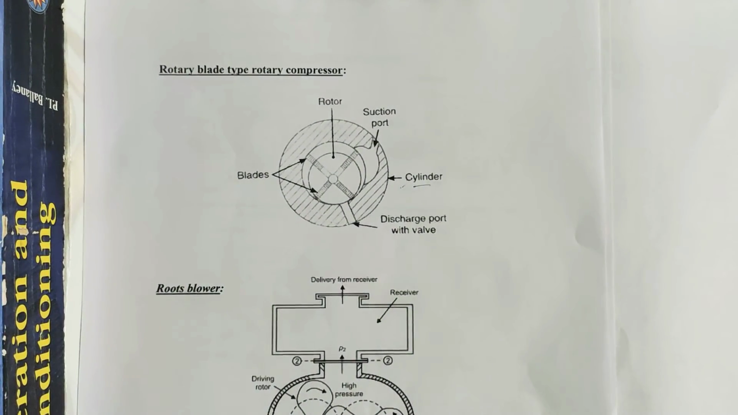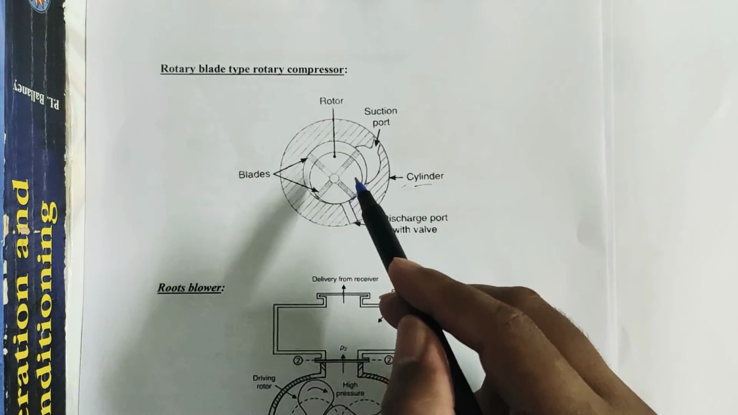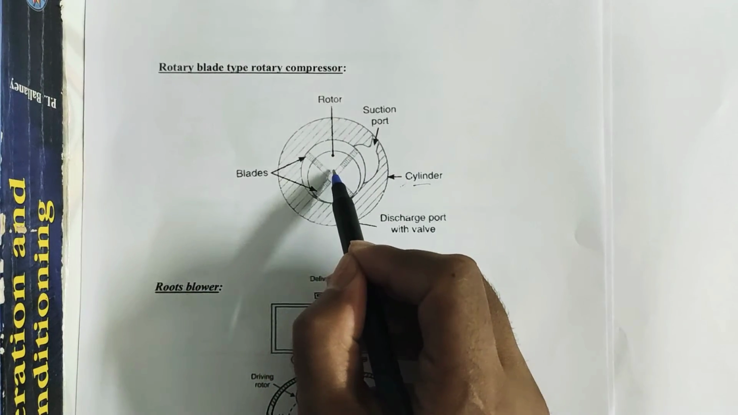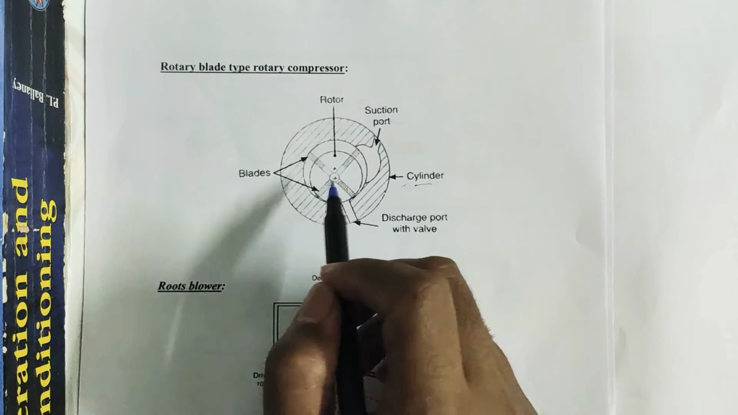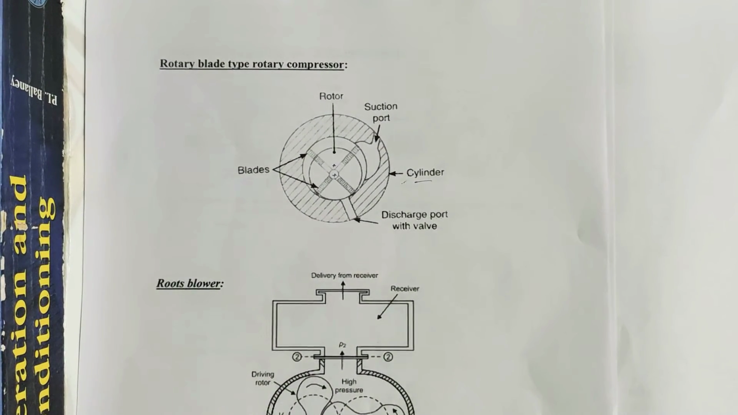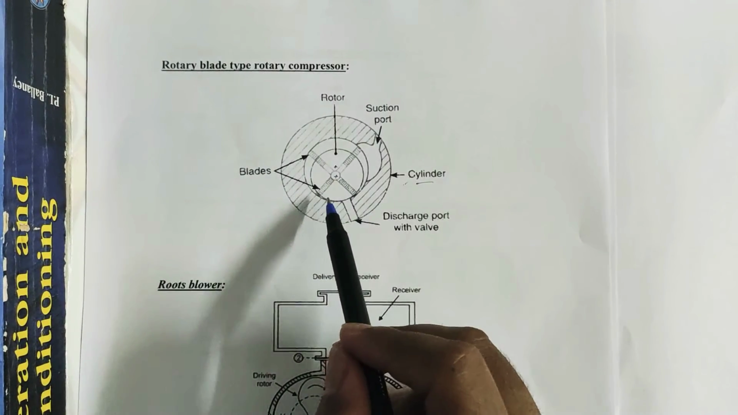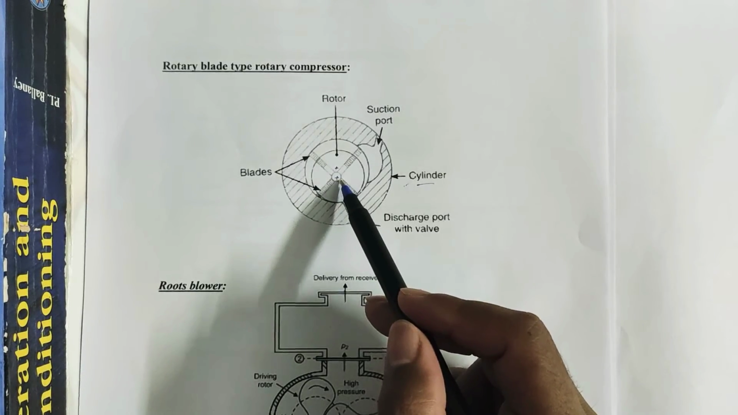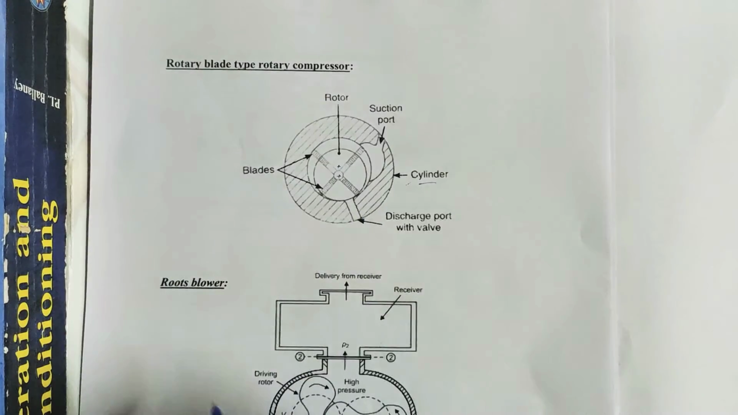These are the blades. The center of the rotor is eccentric with the center of the cylinder. Suppose the center of the cylinder is over here and the center of the rotor is here. So this one is also eccentric, just like the previous one. The blades are generally forced against the cylinder wall by centrifugal action during the rotation of the rotor.